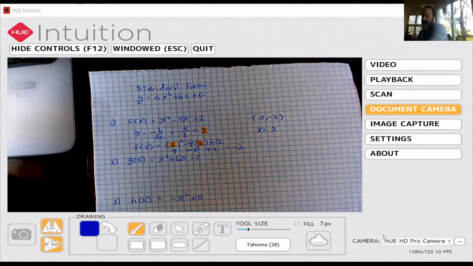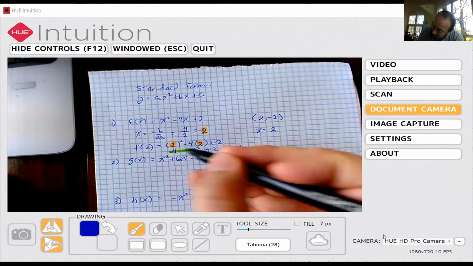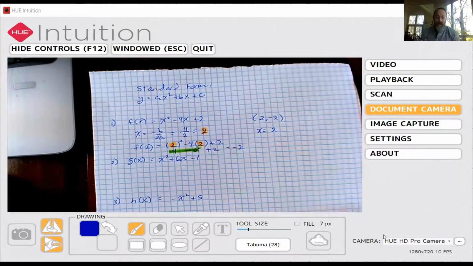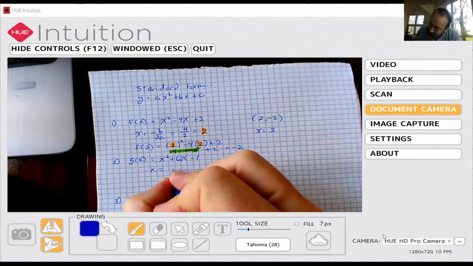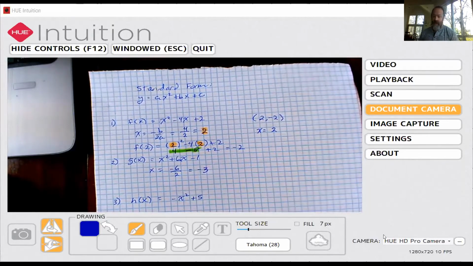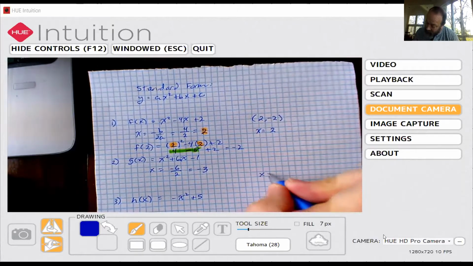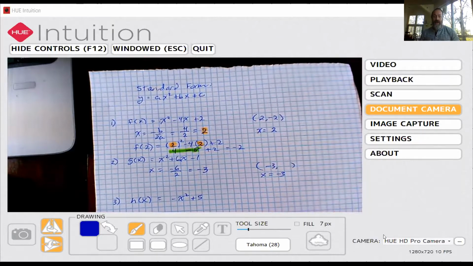Now I'm going to highlight this in green because I want to come back and mention something about that when I get a little bit deeper into there. So let's take a look at this next problem. Again, x is opposite b, and opposite b would be minus 6 over 2a. And so this particular one would have an axis of symmetry at x equals negative 3, and its vertex would be at negative 3 comma something. But we need to plug that back in.